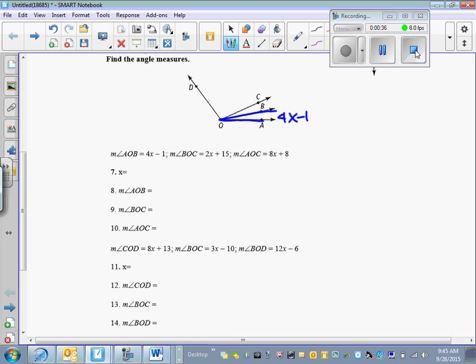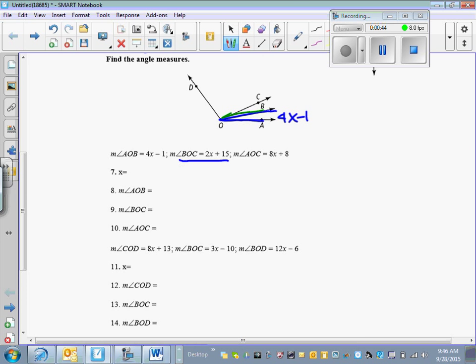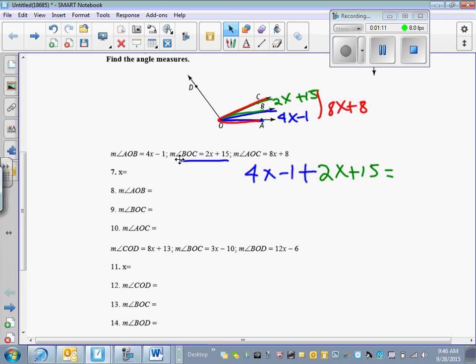Then BOC is given to be 2x plus 15. And the whole thing, which is AOC, is given to be 8x plus 8. So to solve for x, you have to take the two smaller ones, which is 4x minus 1, plus the green one, which is 2x plus 15, and make it equal to the whole thing, which is AOC. Here we have 8x plus 8.